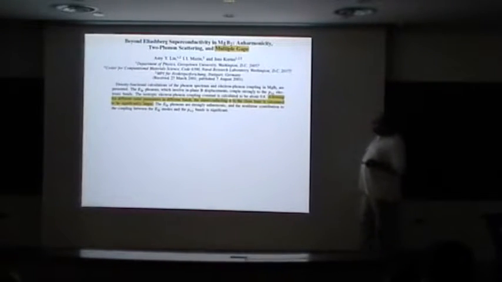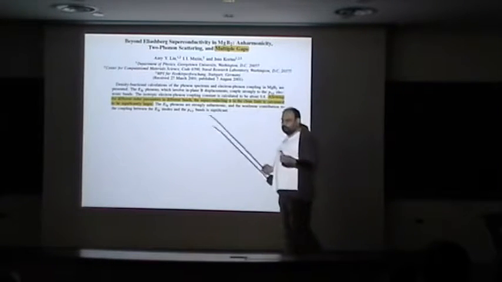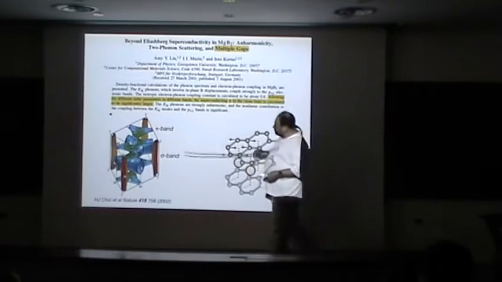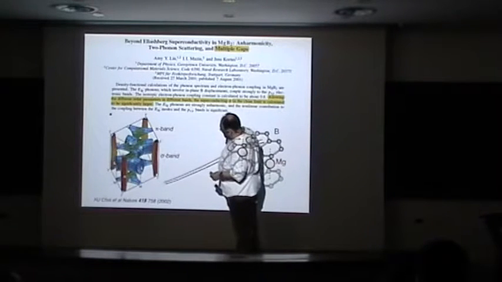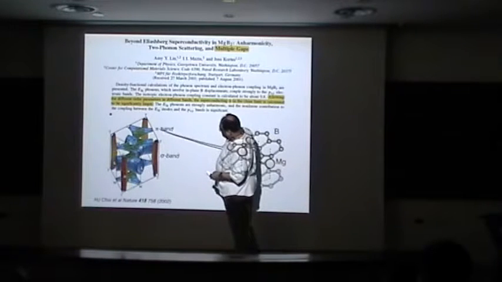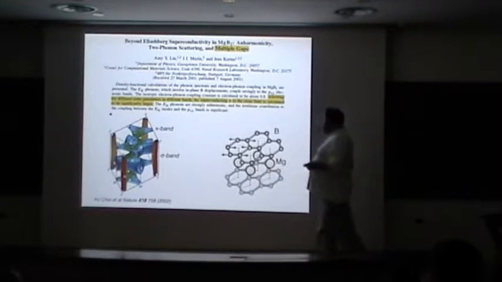I want to do it by example of MgB2. This is the first system where two-band physics was truly recognized. There are two bands in MgB2, the so-called sigma bands, that give rise to two-dimensional cylindrical Fermi surfaces, and then the pi bands that give rise to these tubular Fermi surfaces.